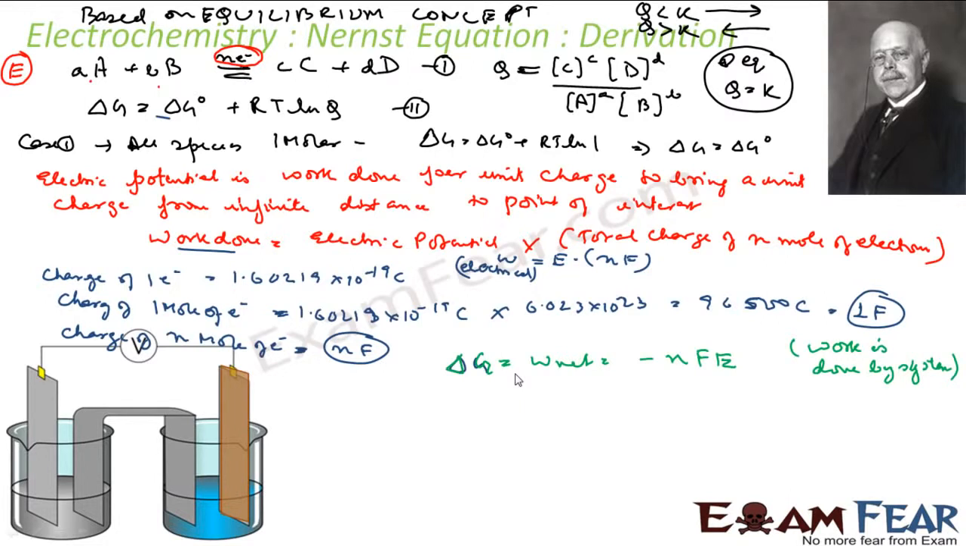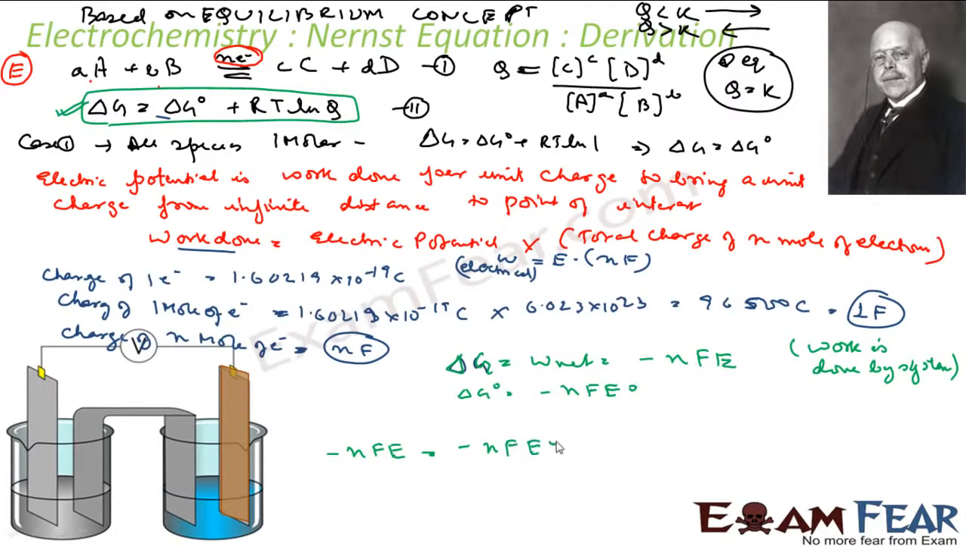Correct? And with this reaction also we know that if delta G is minus nFE, delta G naught will be what? Minus nFE naught, correct? Instead of G we put G naught, instead of E we put E naught. Now let's put these values in this equation. So delta G and delta G naught go into this equation. What will this equation become? Delta G becomes minus nFE, which equals delta G naught, that is minus nFE naught, plus RT ln Q.